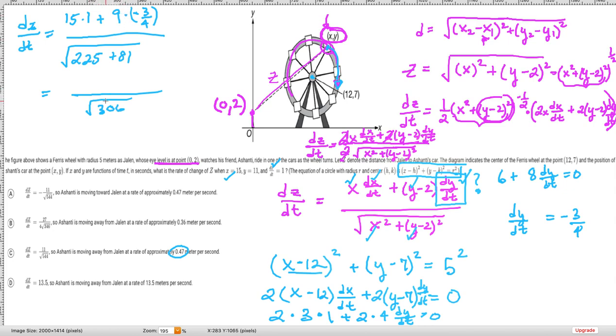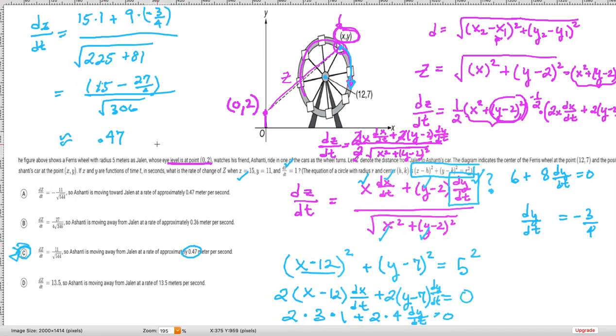15 plus whatever this is, minus 27 over 4. Take your time and find out what this is. What you'd get is that it's approximately 0.47 meters per second, and C will be the answer. Again, a calculator is allowed for this. Take your time with finding out what dz/dt is after you plug everything in.